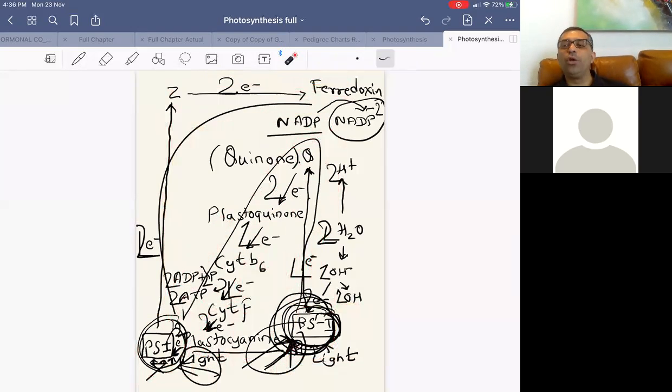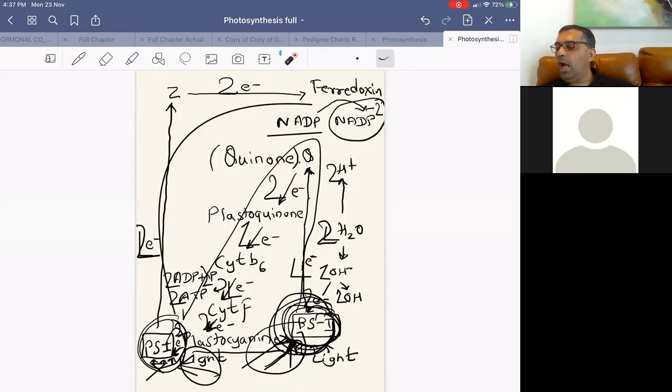So how many photons are used? 4. PS2 one photon, PS2 another photon, 2 photons, 1 non-cyclic process. Again PS2 पे एक photon, PS1 पे एक photon, वापस से एक non-cyclic process. So 4 photons में 2 non-cyclic process होते हैं. 4 photons, 2 non-cyclic process.